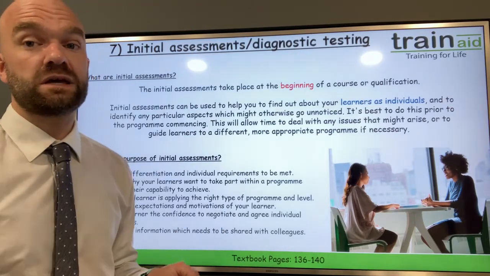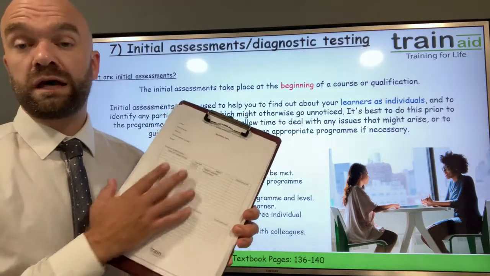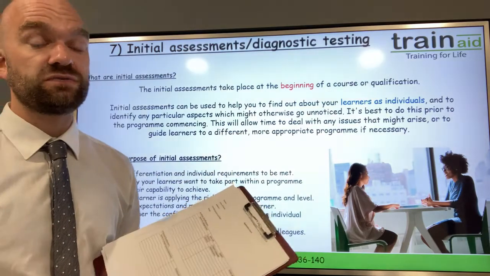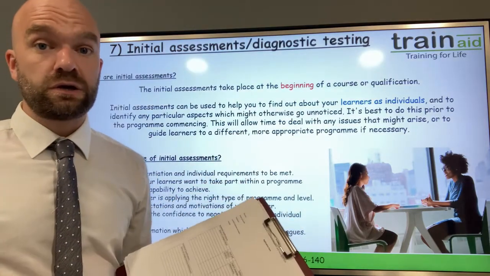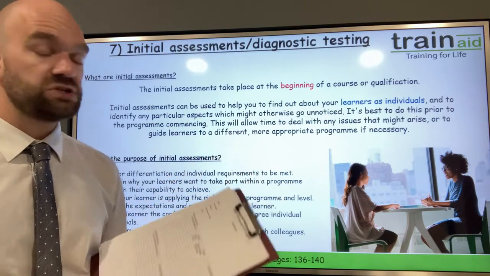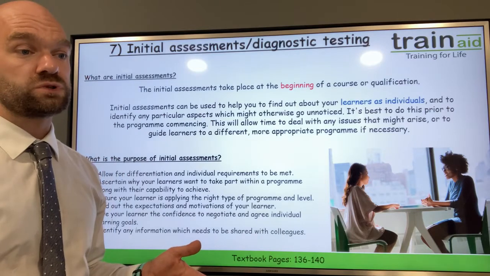A fantastic example is a course application form. So here we have an application form for our Level 5 teaching course. We use this to find out a little bit about the learner, their motivation for the course, their current teaching background, any previous qualifications and results as well.